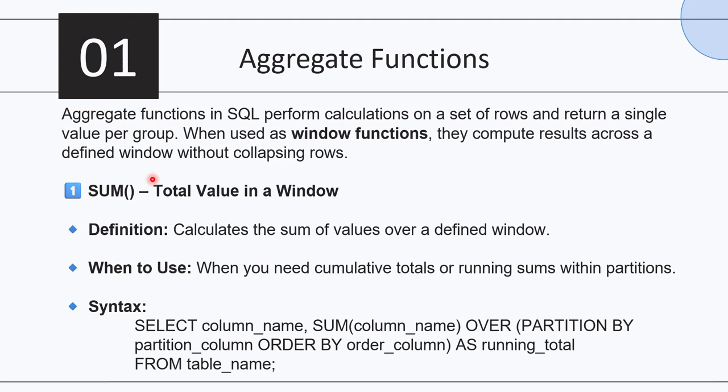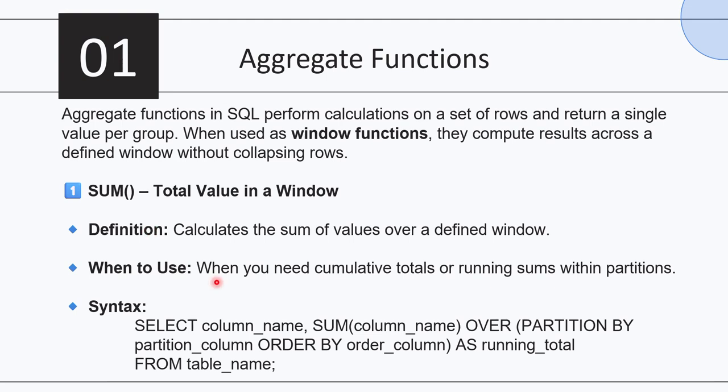Now aggregate functions. Normally an aggregate function returns a single result for a group of rows. However, when they are used as a window function, they calculate values across a defined window while still preserving every row in the result set. So the first function in aggregate functions is sum. The sum function calculates the total of values within a window. It is commonly used to calculate running total or cumulative sales.